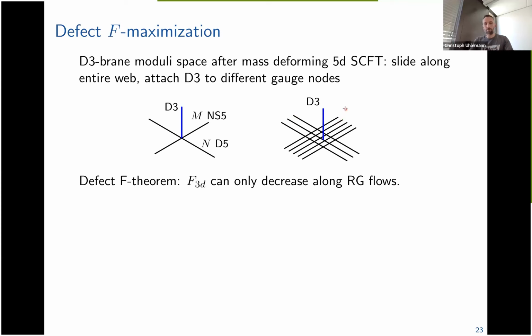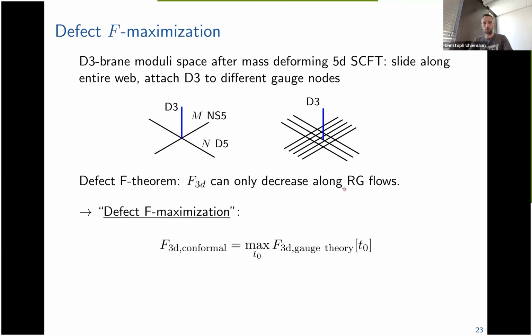So given that we have a 3D defect F theorem, we would then certainly expect the conformal defect to sit kind of at the top of the food chain. That has to be the defect with the maximal free energy from which we can then flow to defects at other gauge nodes. And that motivates some F maximization prescription where the ansatz, the proposal is that the conformal defect free energy can be obtained by maximizing the free energies we calculated in gauge theories over the gauge node to which the defect is attached.